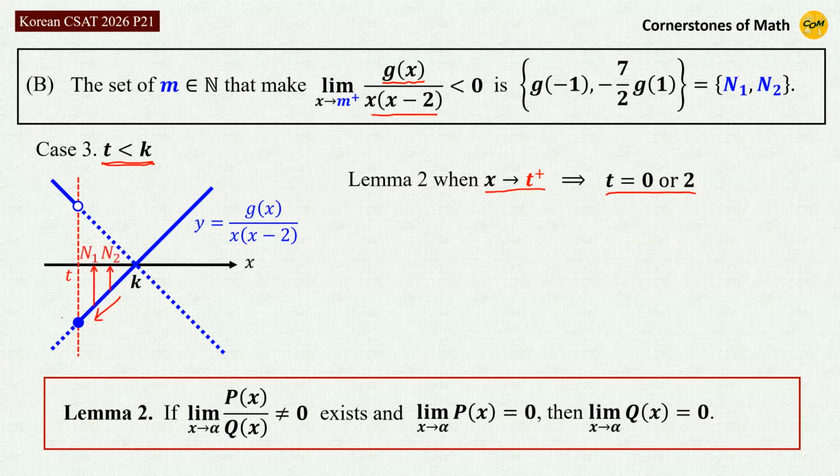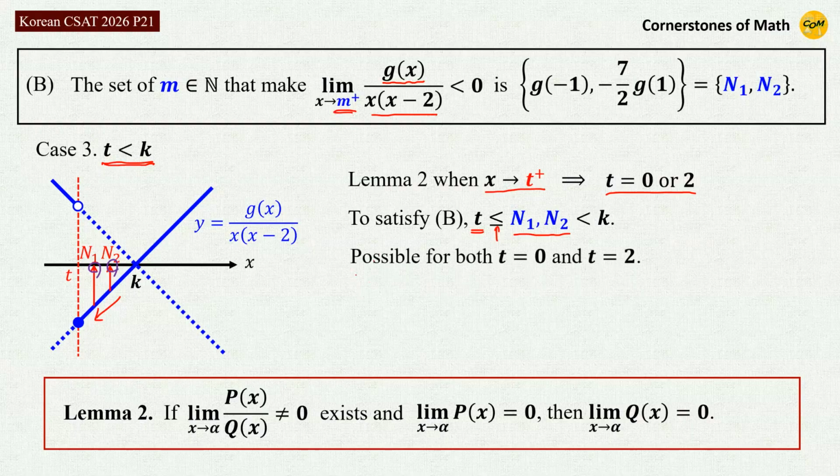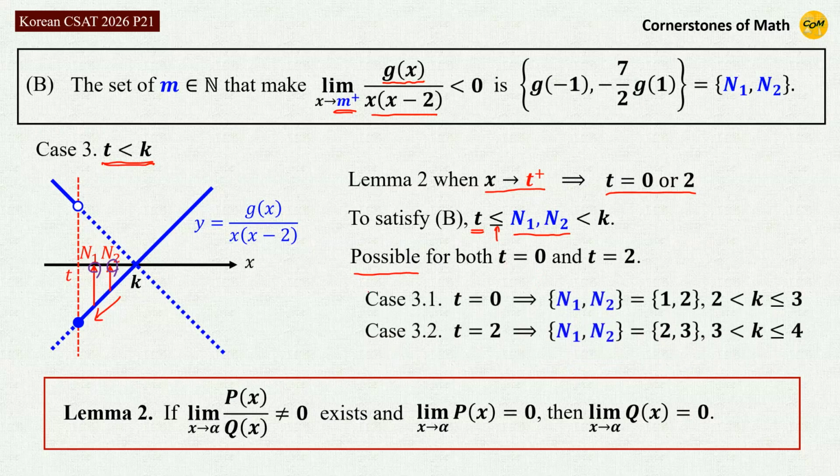There are two natural numbers n1 and n2 that give negative limit values, which exist here. So this time, they are both greater than or equal to t and less than k. Notice that t is also a possible value because we are dealing with the limit approaching from the right. This is possible for both t equals 0 and t equals 2. Therefore, we have to divide into two cases again.